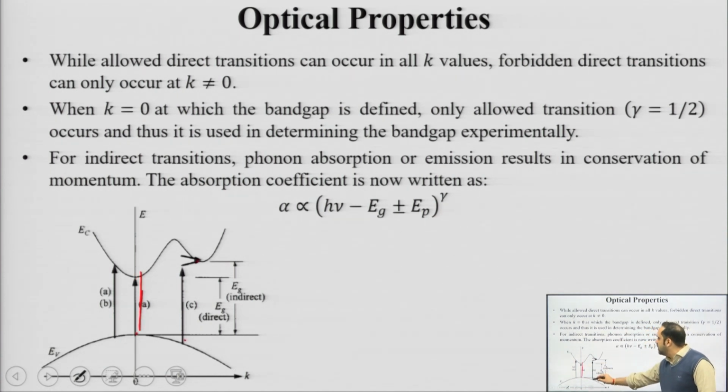If the value of momentum remains the same, it is direct recombination. If it is not the same, it is indirect recombination. The absorption coefficient now becomes slightly different.